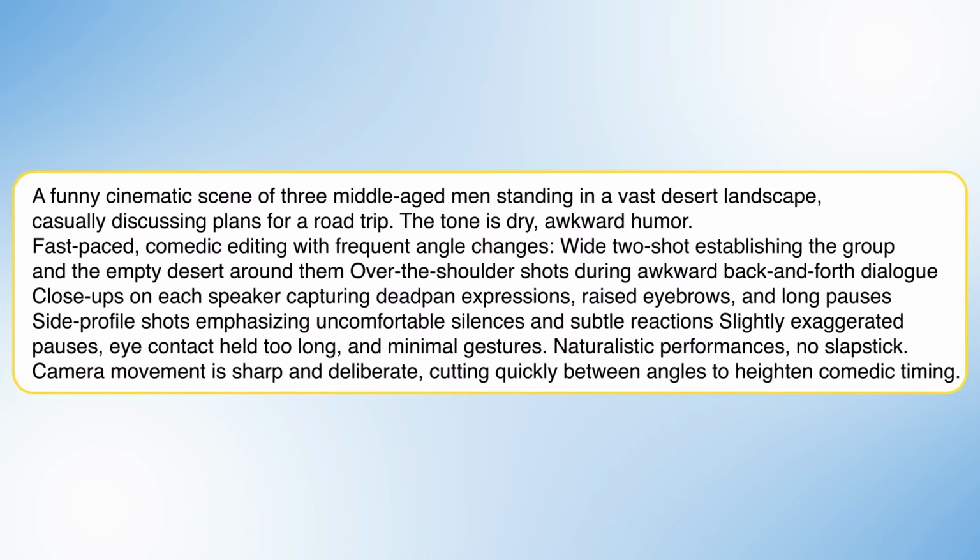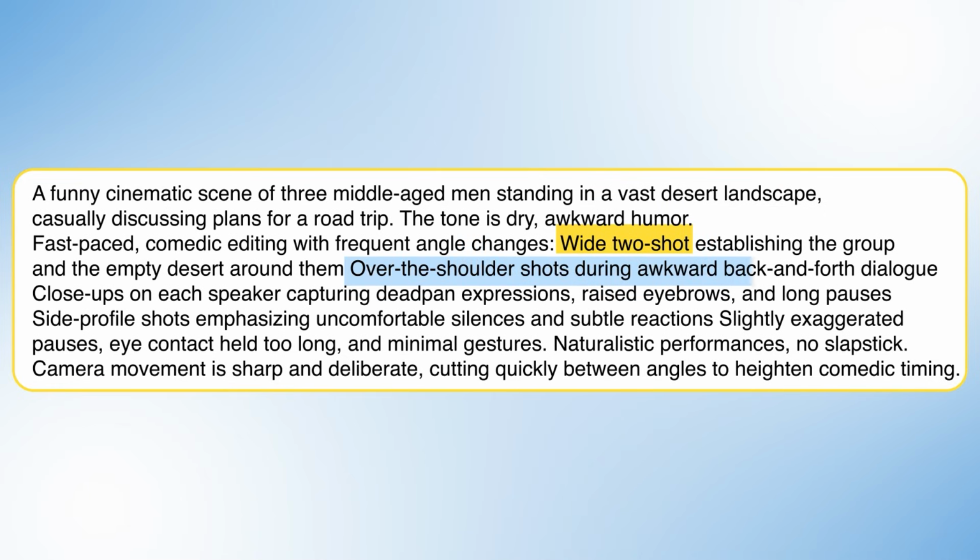Here's a quick tip if you want better camera angles. Try adding specific shot details to your prompt. Things like a wide 2-shot, over-the-shoulder shots during back and forth dialogue, close-ups on each speaker to capture expressions, and side profile shots. These small additions make a big difference in how cinematic the final result looks.